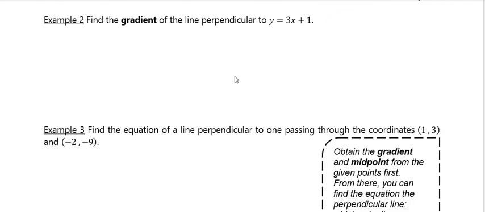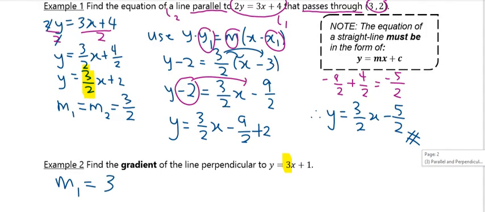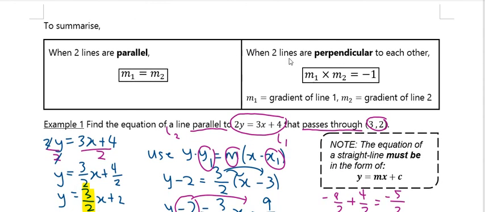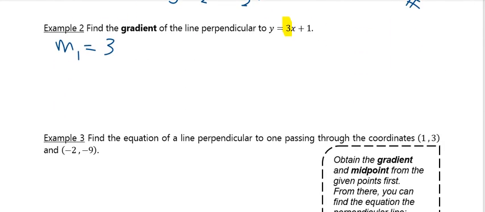So let's have a look at the next one. Example number 2: find the gradient of the line perpendicular to y = 3x + 1. Since this is already in the form y = mx + c, you can say that the gradient for this line, which is line number 1, and I will call it gradient number 1, m1, is 3, right? Now you remember from the fact over here that when two lines are perpendicular to each other, m1 times m2 equals -1. So let's substitute into this formula.